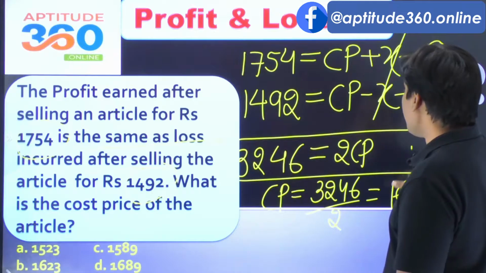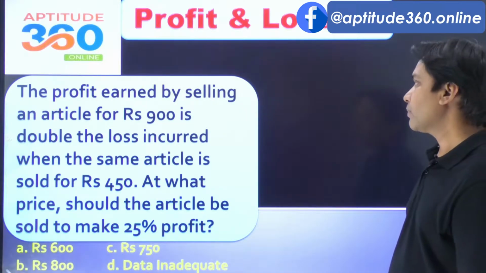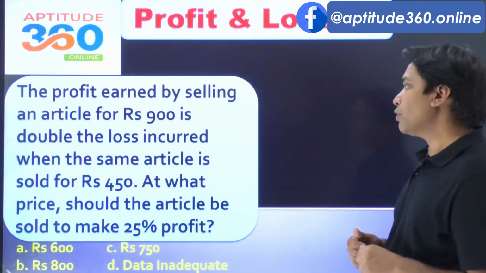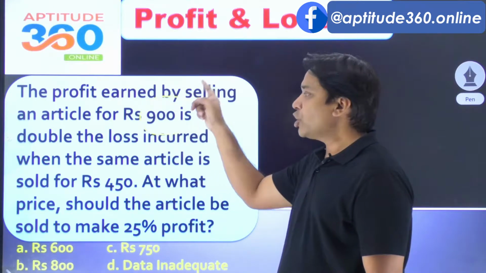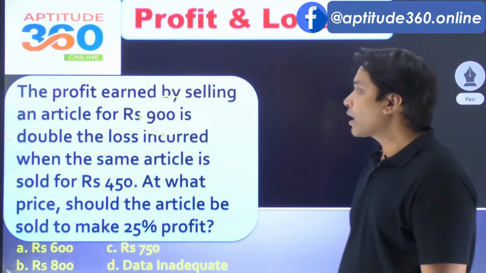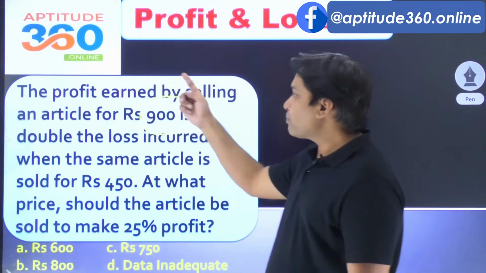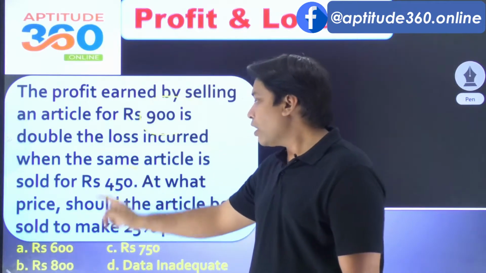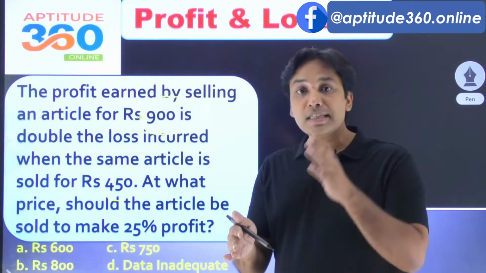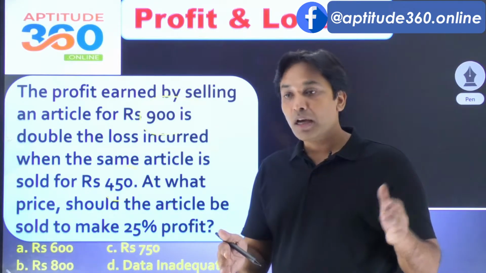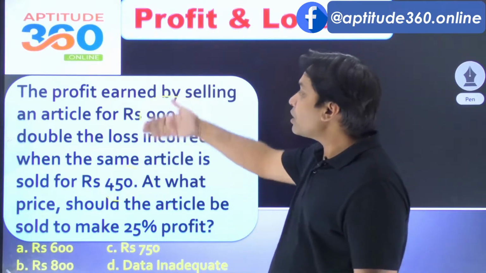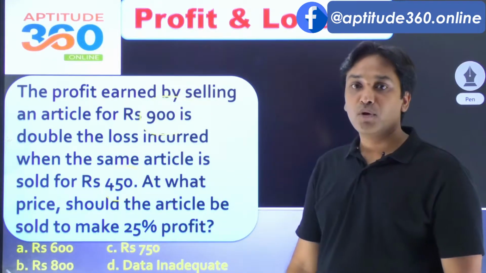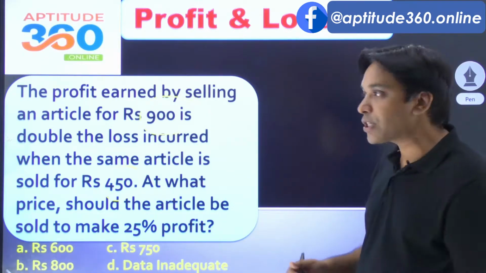Now let us read the second problem. So the second problem says that the profit earned by selling an article for rupees 900. So you have been given the selling price, and this profit is double the loss incurred when the same article is sold for 450. No longer is this same like the previous problem. Now it says that the profit incurred in the first case is double the loss incurred in the second case, right? So again we will have to form 2 equations.